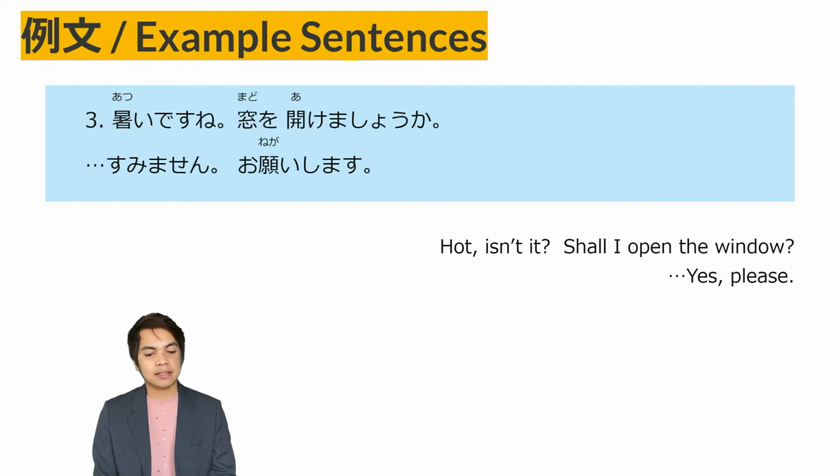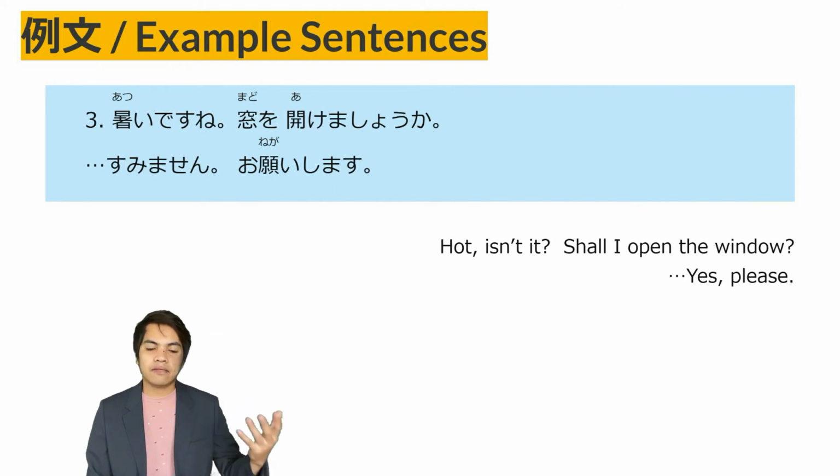Number 3, atsui desu ne. Mado o akimashou ka? Sumimasen. Onegai shimasu. So someone said, atsui desu ne, so hot. Mado o akimashou ka? So he is offering to do something for the other person as a favor. And the other person said, sumimasen, oh, yes or sorry. Onegai shimasu, please.